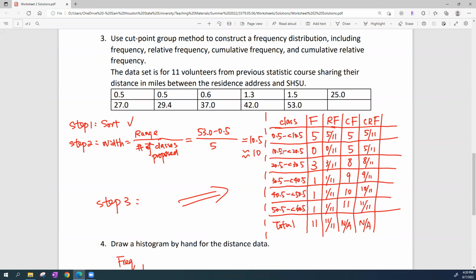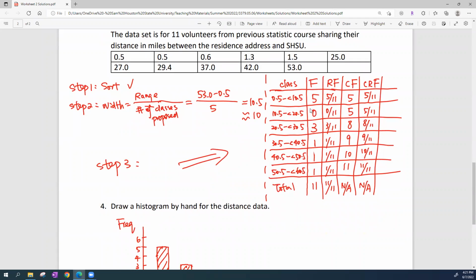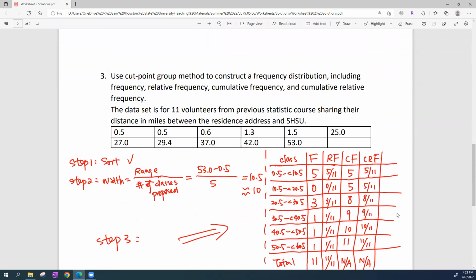So let's count: 1, 2, 3, 4, 5, 6, right? We proposed to have 5 classes, but we end up with 6 because of the rounding, and that's okay because we just want to see the overall distribution, the overall frequency. One class more or one class less doesn't influence the overall distribution or the shape of the data, so we should be good. And then just put the tally right down.